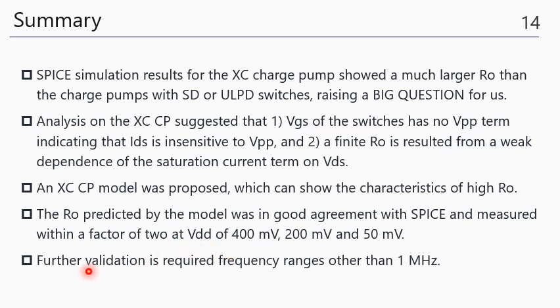However, this validation was only done at 1 MHz, and therefore we must validate the charge pump's characteristics at different frequency ranges, such as 1 MHz or 100 Hz.